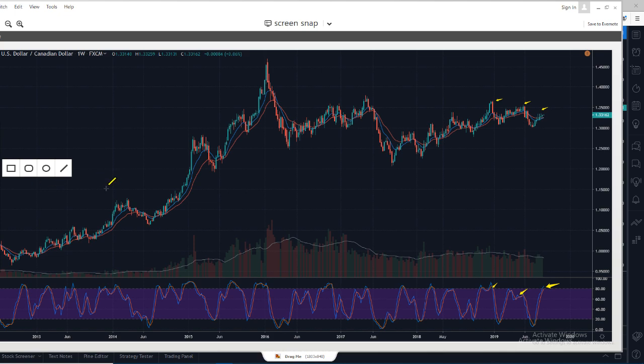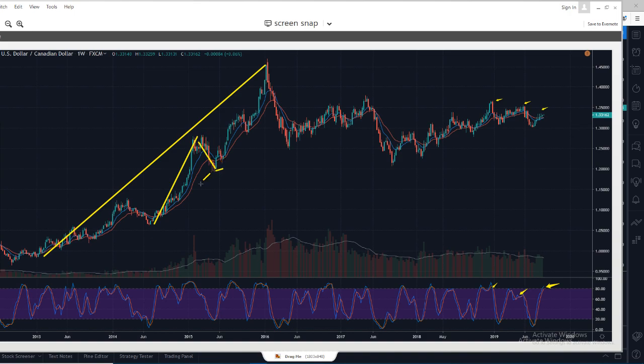USCAD. So for me, that's your massive move higher. So that's your leg up. You're getting expansion, a bit of contraction, expansion. You can just see the power in the moves up. So that's a clear leg up on the weekly, the US CAD.